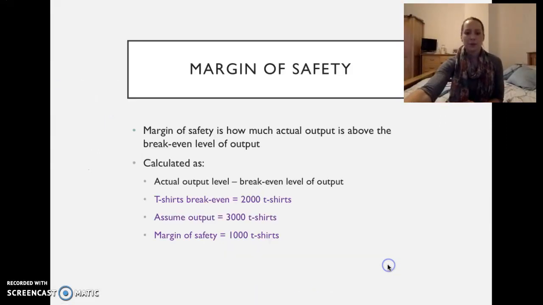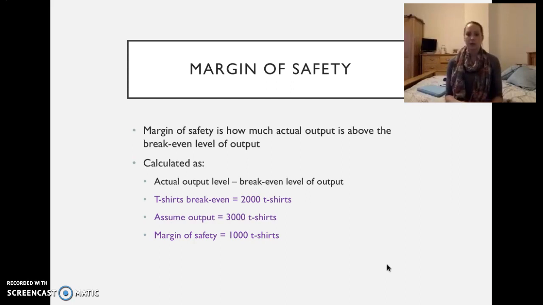So let's move on. There are a couple of other terms I need to make you aware of today. One of them is the margin of safety. Now, this is how much actual output, so output is the amount of goods you have to make, is above the break-even level. So it's basically described as anything after your break-even point is known as your margin of safety in terms of the amount of goods that you are producing. So if we were to calculate this, we would calculate this as our actual output level, so how much products we're actually making, we're producing, minus our break-even level.